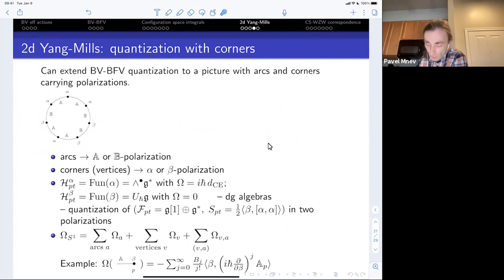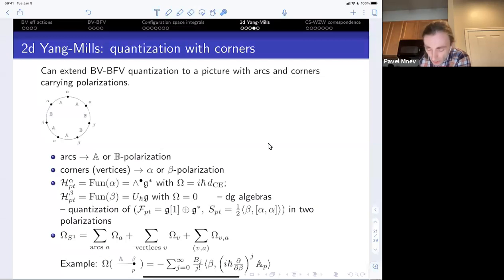And for an alpha corner, the space of states, so actually the spaces of states are DG algebras. And there are two versions, alpha polarization or beta polarization. So for an alpha corner, we have the functions on the alpha field, which is the zero component of the A field there, which is a ghost field. This is just the Chevalley-Eilenberg cochains of the Lie algebra with its Chevalley-Eilenberg differential and also with a wedge product. So it's a commutative DG algebra.